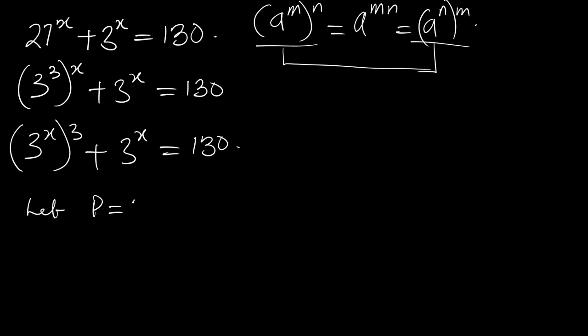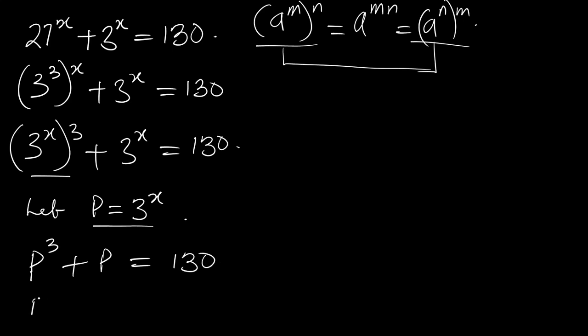Now I'll say let p be equal to 3 to the power x. Substituting this expression, p equal to this, into this equation, you have p to the power 3 plus p is equal to 130. So you now have p to the power 3 plus p minus 130 equal to 0.